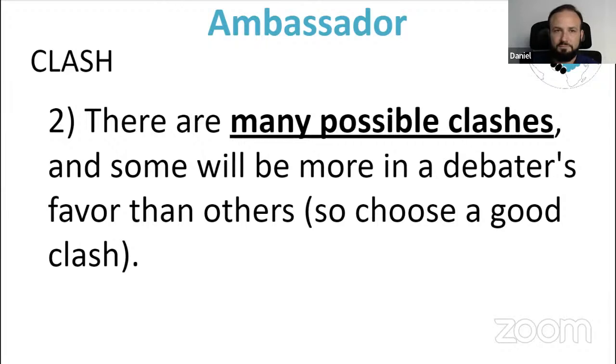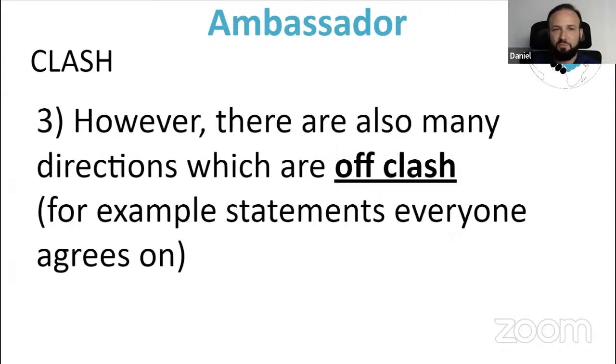Clash. There are many possible clashes, and some will be more in a debater's favor than others. So choose a good clash. Excellent. So we see here that there are many possible clashes. There's not just one place to oppose a debate. There are many. And that's why some of them are more in a debater's favor than others. So we want to choose a good one. And we'll see in a minute just how much saying power we have in where we choose to debate. Jada, can you please keep reading?